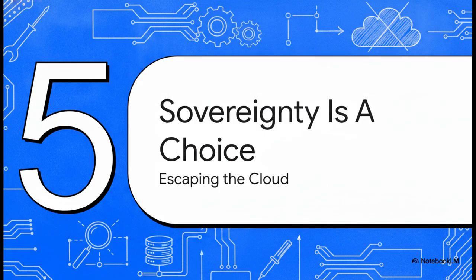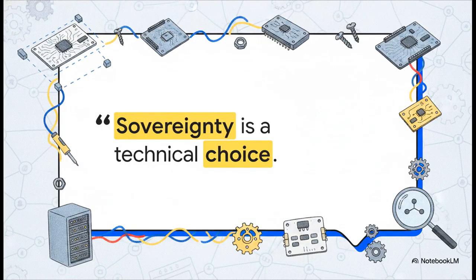Which brings us to Section 5. Sovereignty is a choice. Escaping the cloud. I love this quote from the Sovereign Tech Audit because it perfectly captures the whole theme. Sovereignty is a technical choice. It is not just some abstract pie-in-the-sky philosophy. Actually completing this weekend DIY workshop proves that avoiding centralized data monopolies is a practical, technical reality. It's something anyone with a weekend to commit can actually achieve.